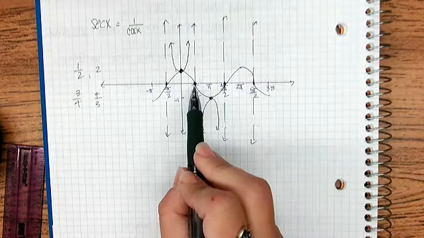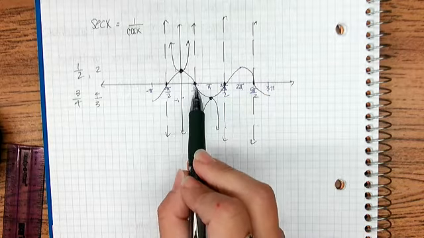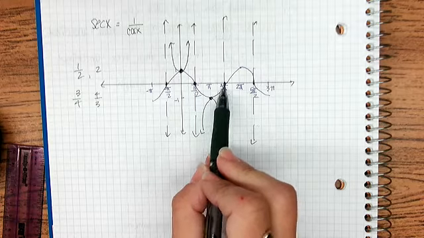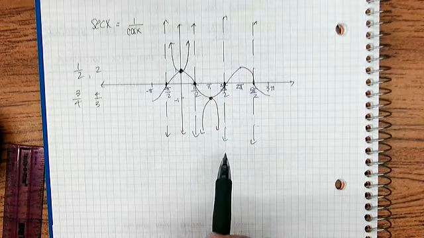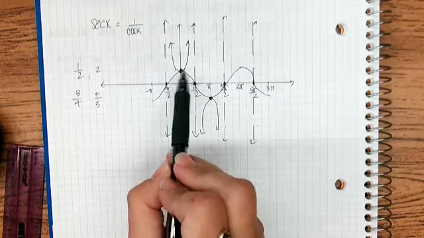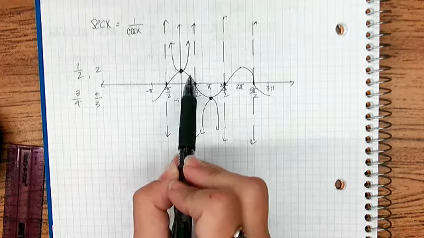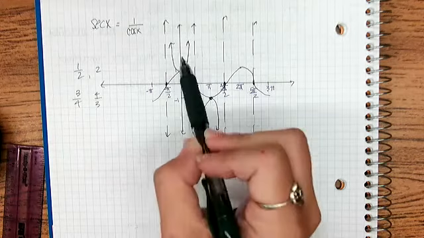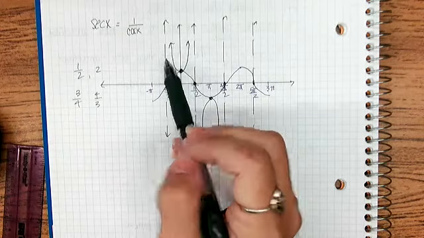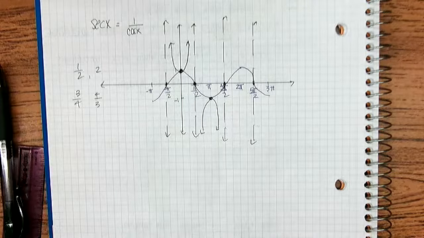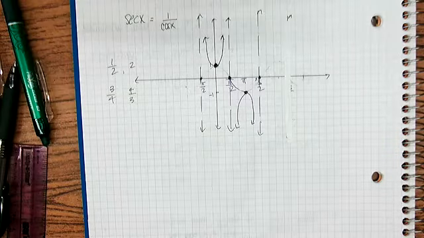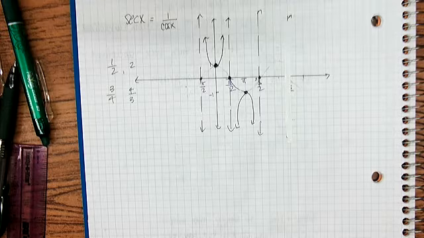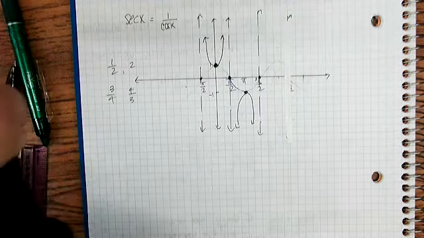Between pi over 2 and 3 pi over 2, the cosine is below the x-axis. That's negative. The secant is below the x-axis, negative. Between negative pi over 2 and pi over 2, the cosine is above the x-axis. That's positive. So the secant is above the x-axis and is positive. Just like I did for the tangent, I'm just going to erase what I don't need. There is your parent secant graph.